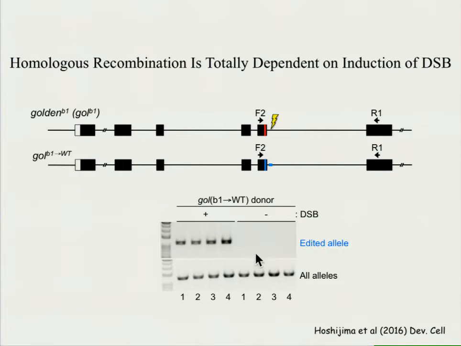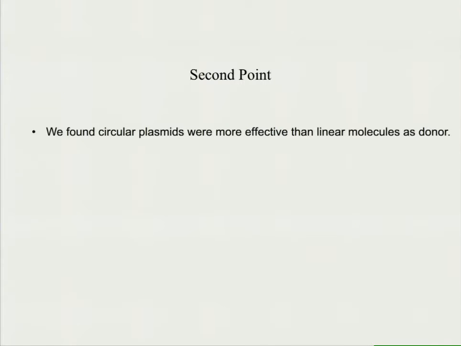So among the donor-injected embryos, these 4 embryos didn't show any recombinant product because there's no double-strand break. However, these 4 embryos have a recombinant product because they have a double-strand break. So the homologous recombination is totally dependent on the induction of the double-strand break. Second, we found circular plasmids are more effective than linear molecules as donor in our experiment.